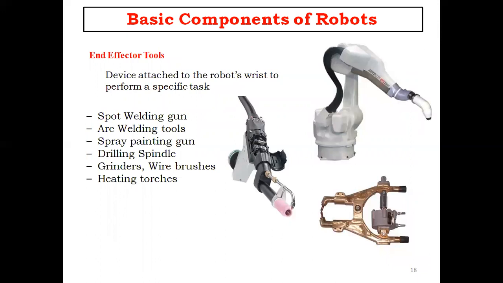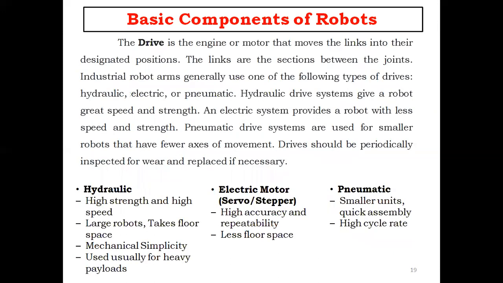So this also will be a robot's wrist to perform a specific task. Here the task can be a spot welding gun, or we can go for arc welding tools. We have a spray painting gun, and similarly a drilling spindle. We'll have grinders, wire brushes, heating torches. So these are all the tools available in the case of the basic components of robots.